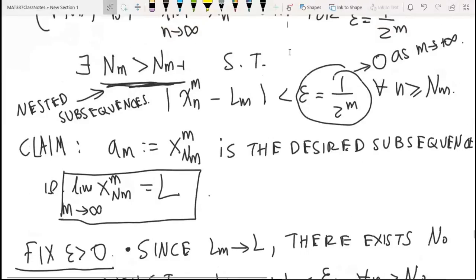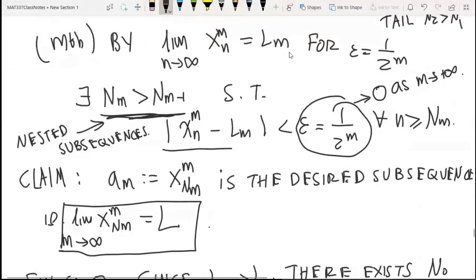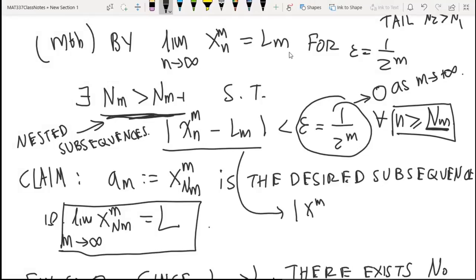So from the M step, we got this statement, right? And this is true for all N, including the NM. So let me write it here. This is also true for NM. Right? So, Bisman, is that okay? Okay, let me see. What else can I say?